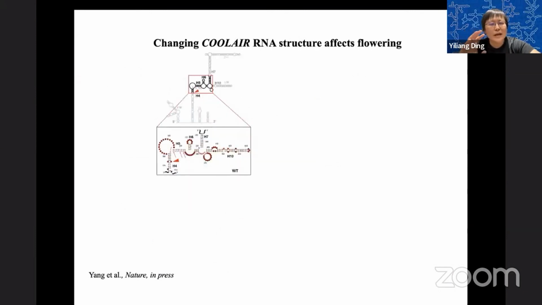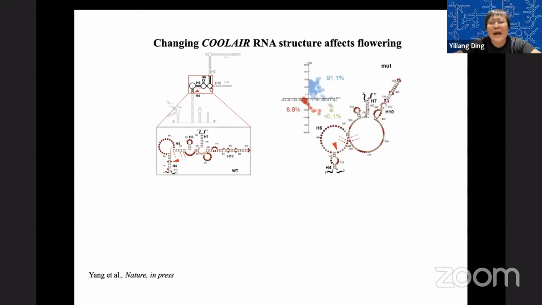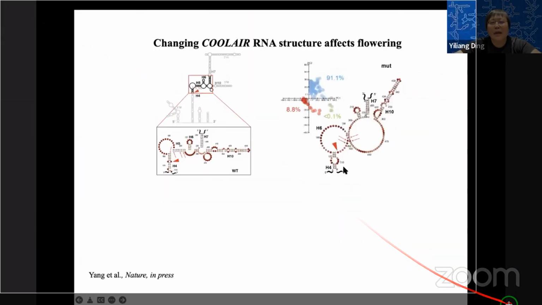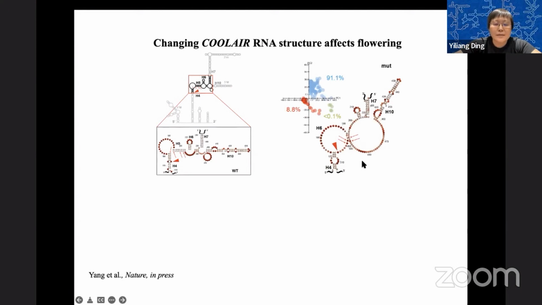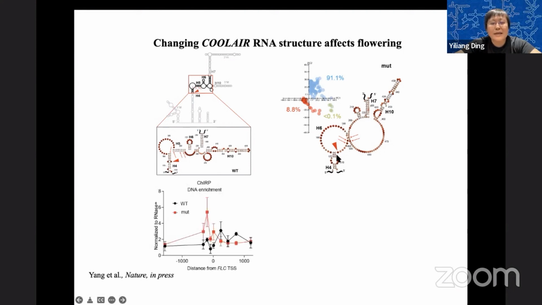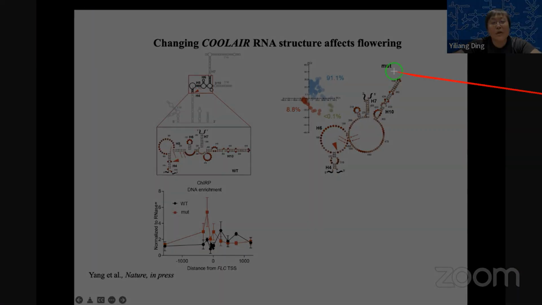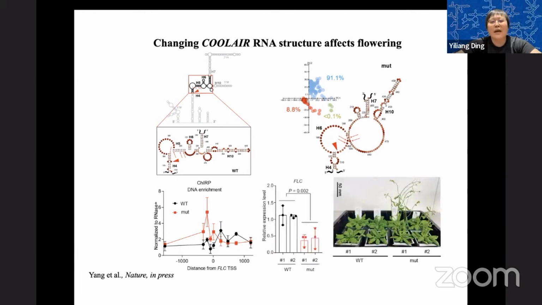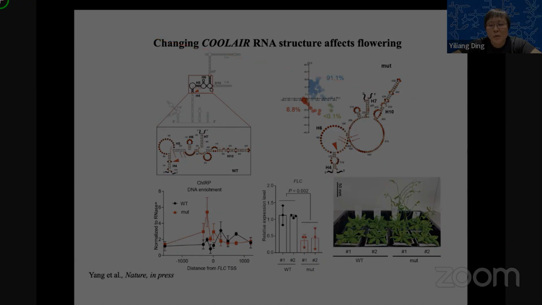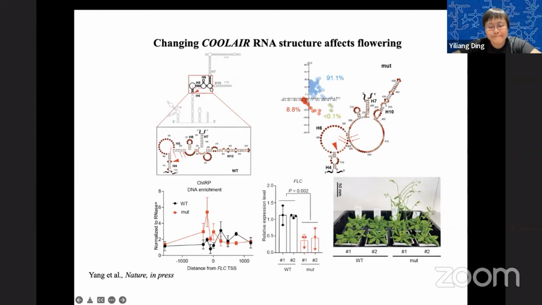So we wondered what would happen if we changed this structure. We selected the region which is the most variable across all the RNA conformations, and disrupted the structure, making it like a bubble structure, very single-stranded. Then we got this mutated plant and evaluated what happens to COOLAIR function. We found that this mutated COOLAIR is associated with the FLC DNA chromatin more than the wild type. This greater association with FLC chromatin causes a big suppression of FLC expression, which gives an early flowering phenotype.